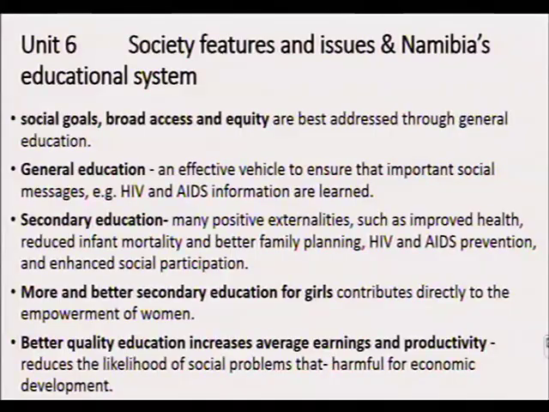In Unit 6, I'm going to focus more specifically now on society features and issues and Namibia's educational system. In other words, how do these influence one another? We know that if we look at social goals, broad access and equity, they are best addressed through general education. Education is an effective vehicle to ensure that important social messages, for instance about HIV and AIDS information, are learned.